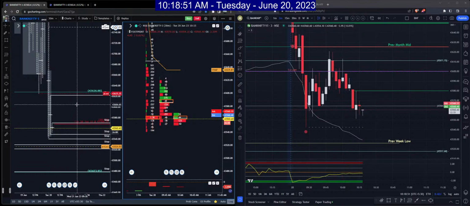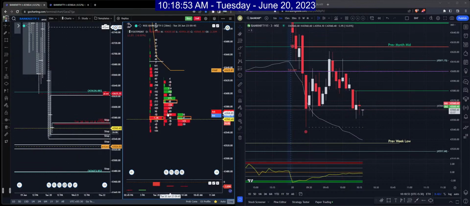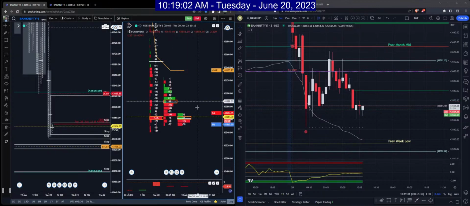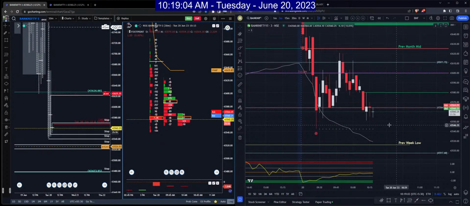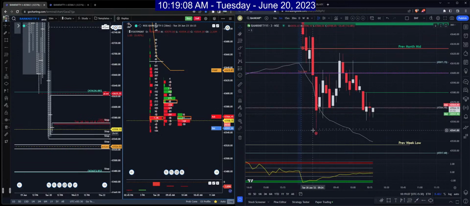Overall inventory is definitely short, and we are in a zone where we have got some trapped sellers. This zone is where the auction is just developing. Also, we have got some trapped sellers below this, and this is where there will be some stop loss orders. We have got a trapped buyer at this level.